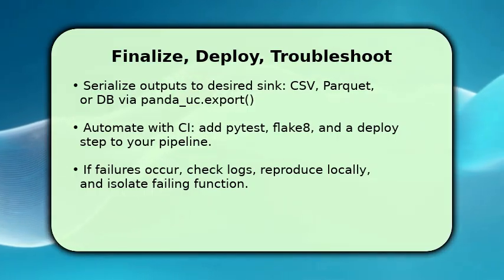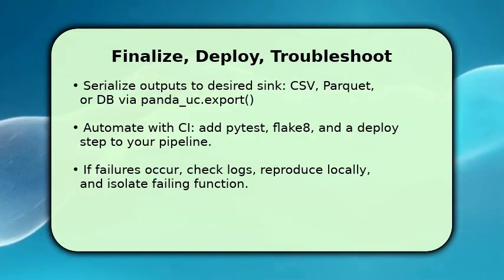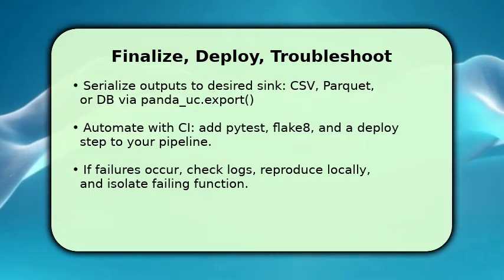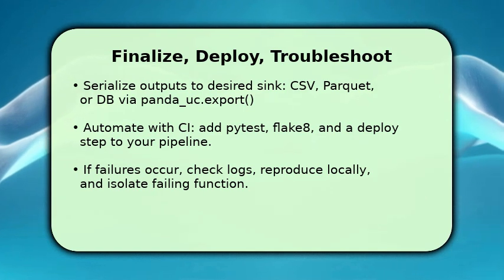If something goes wrong, reproduce the error locally with the same config. Check verbose logs and stack traces to isolate the failing function. A reliable tip: wrap suspect transformations with small unit tests to pinpoint the exact input that triggers the bug.